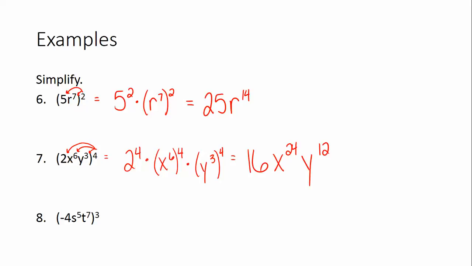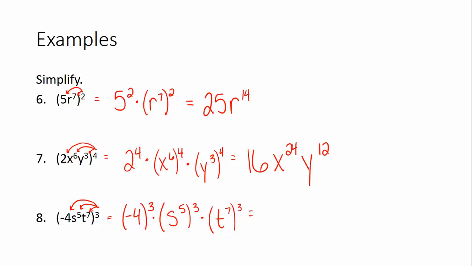If you'd like to pause the video here and try this next one on your own, negative 4 s to the 5th, t to the 7th, and it's all being raised to the 3rd power. So everything gets the 3rd power. Be very careful with your negative here. We want to put that negative 4 in parentheses. So negative 4 to the 3rd power. We have s to the 5th to the 3rd power. And we have t to the 7th to the 3rd power.